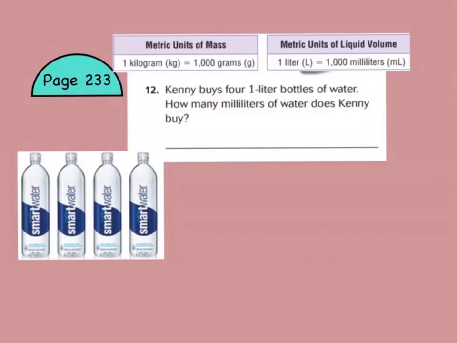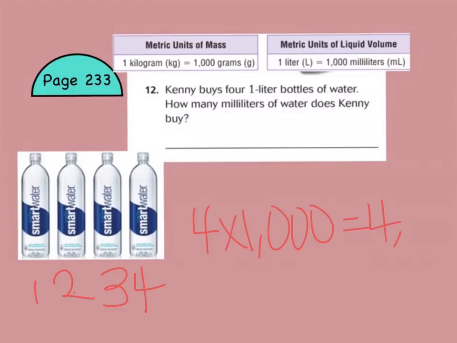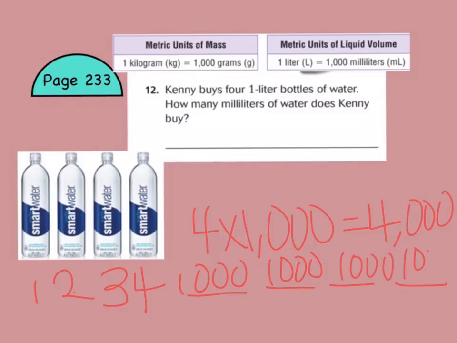I know that I have 4 bottles of water. I have 1, 2, 3, and 4. So I know that I can just take 4 and multiply it by my milliliters, which is 1,000. And that will give me 4,000. And if you need to check your work, go ahead and draw your models. 1, 2, 3, 4. And you're going to write 1,000 in each of them. Still will give you 4,000 milliliters. So Kenny buys 4,000 milliliters of water.